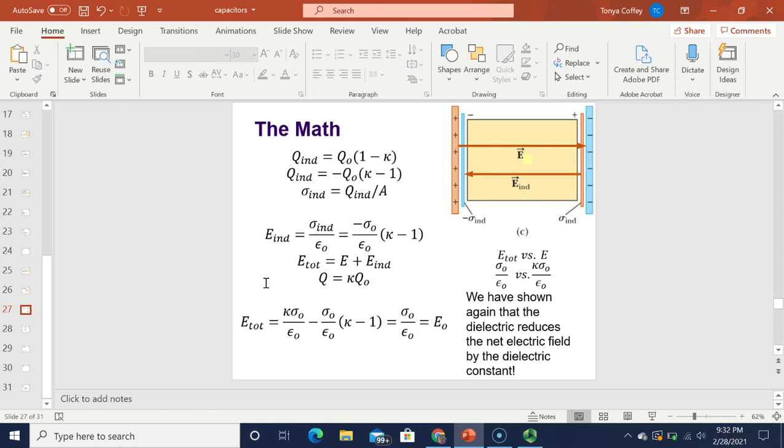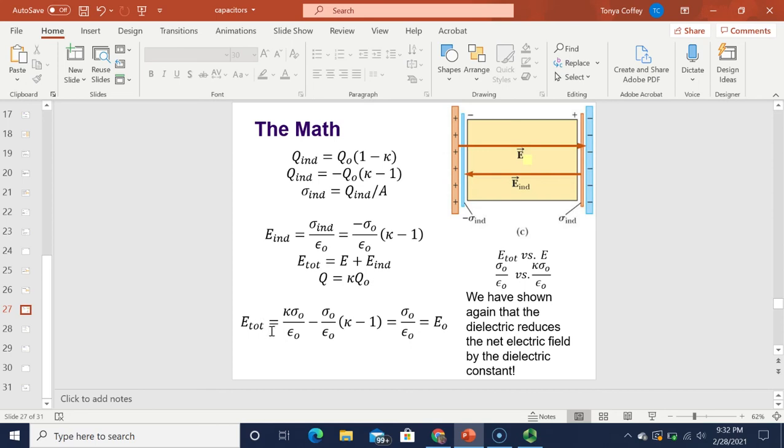Now, our total electric field is going to be the sum of the electric field in between the plates of our capacitor plus that induced electric field, the vector sum of those two things. So here we have E plus E induced. Now remember that the electric field between the capacitor plates is caused by that charge plus minus Q on those plates, which is equal to kappa times Q naught. Remember that Q naught was the charge before we inserted the dielectric, and so Q is equal to kappa Q naught. It's larger in magnitude.